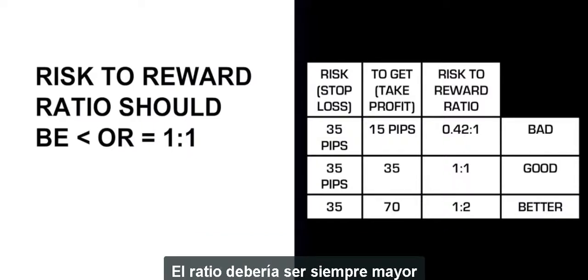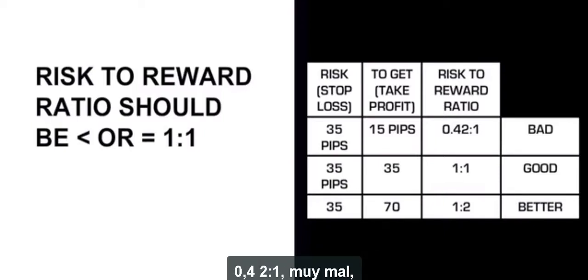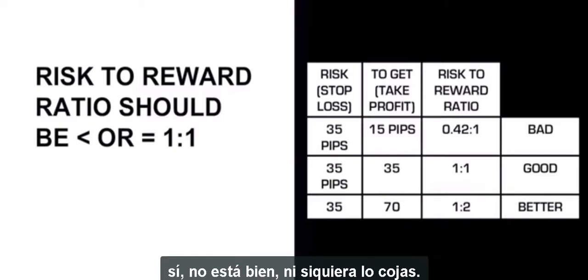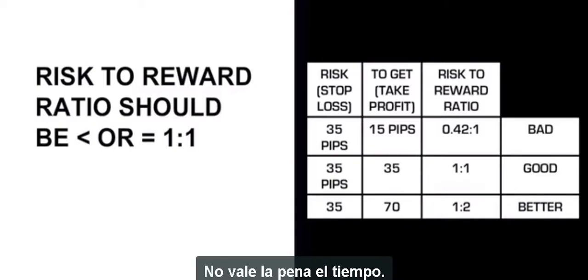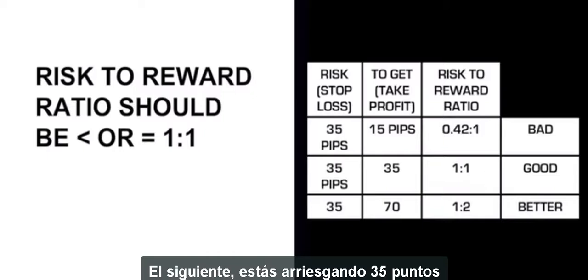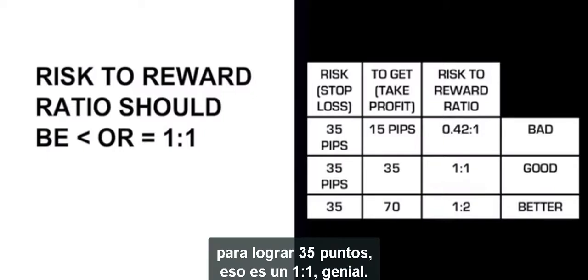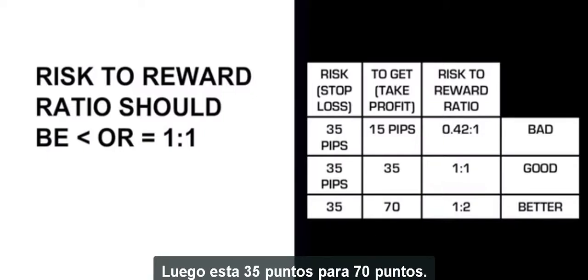It should always be greater than or equal to 1-to-1. So here's my little chart. You've got 35 pips, so that's what you would be risking. You're risking 35 pips in order to gain 15 pips. That's not good. You're at like a 0.42 to 1. Really bad. Don't even take that. It's not worth your time. The next one, 35 pips you're risking to get 35 pips. That's a 1-to-1. Great. There's 35 pips to 70 pips. Perfect. That's even better.